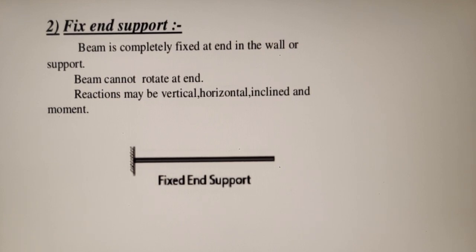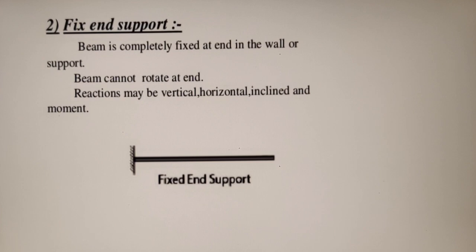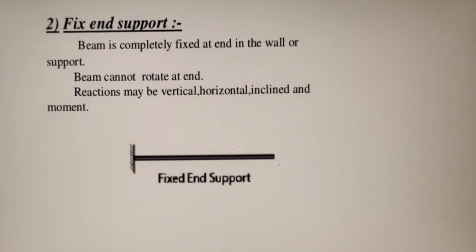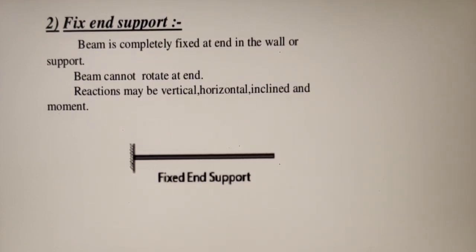So the fixed support neither permits movement in any direction nor allows rotation. At the fixed support you cannot move in a vertical or horizontal direction, and it also restricts the rotation. So the reactions developed are vertical reaction, horizontal reaction and a moment.